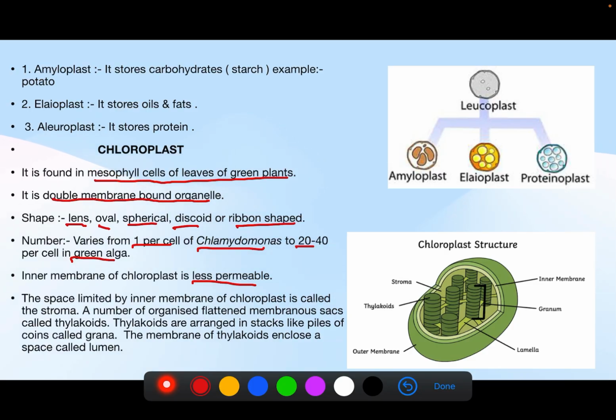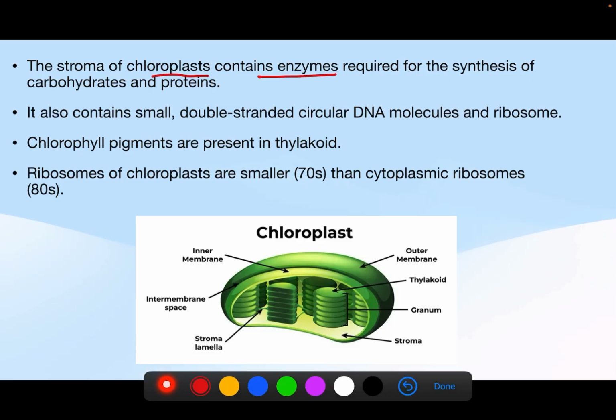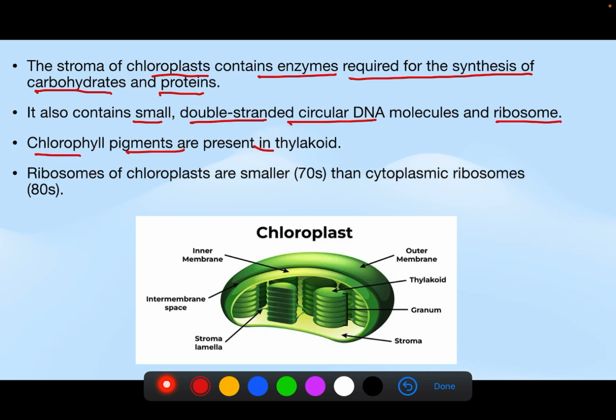The space limited by the inner membrane of the chloroplast is called stroma. The number of organized flattened membranous sacs are called thylakoids. The thylakoids are arranged in stacks like piles of coins called grana. The stroma of the chloroplast contains enzymes required for the synthesis of carbohydrates and proteins. It also contains small double-stranded circular DNA along with ribosomes. Now the chlorophyll pigments are present inside the thylakoid.